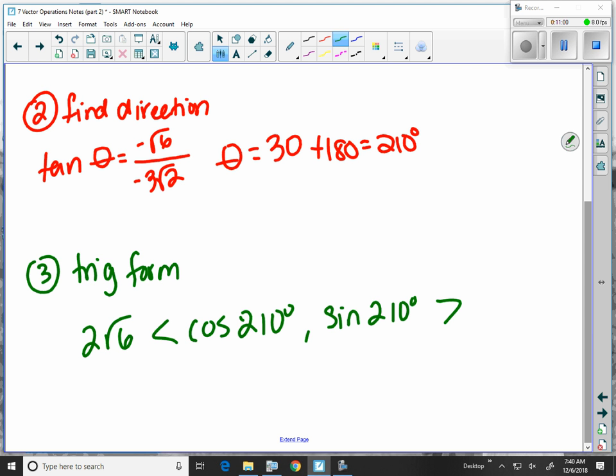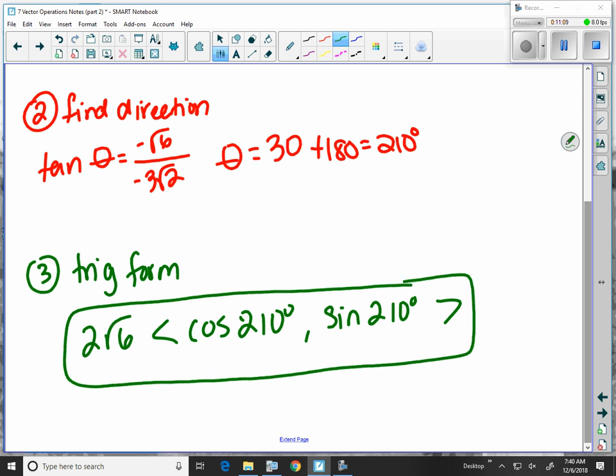Now, it's only asking for the trig form. So this is our answer right here. This is all we need to write. Or you could distribute the 2 radical 6. I'm going to keep it easy on us and just leave it out there. But if I asked you to solve it, you would distribute the 2 radical 6, find your cosine and your sine. You would end up with your original vector. So you could check your answer that way by distributing.